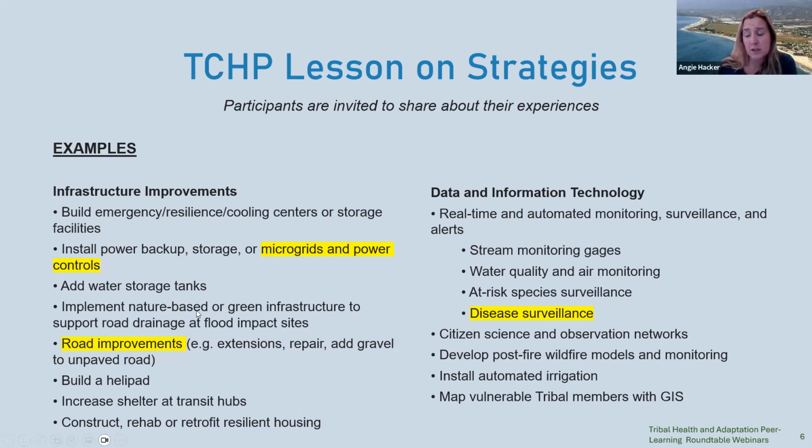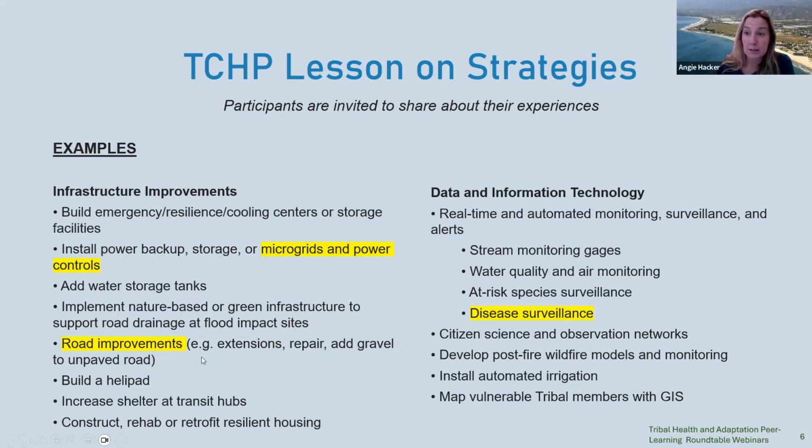Implement nature-based or green infrastructure to support road drainage at flood impact sites. So that might look like a swale. I'd be really interested to see if anybody's working on wetland restoration, and that might be supporting tribes that are experiencing floods and especially road inundation that actually traps people. And then just general road improvements.